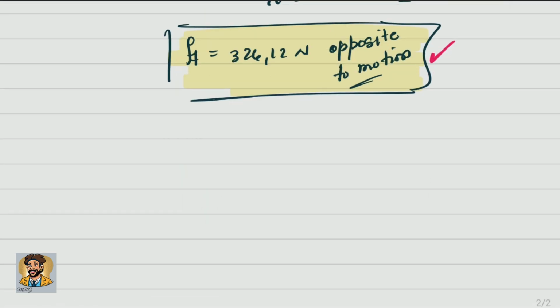So let's go and answer that question. New page here. And they say use the law of conservation of energy. So the work done by the non-conservative forces is equal to the change in kinetic energy plus the change in potential energy.